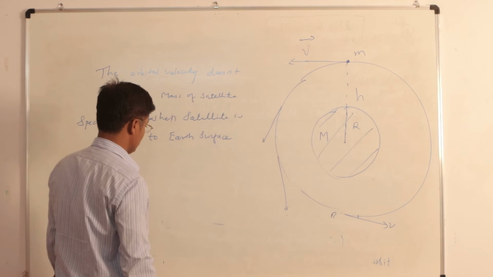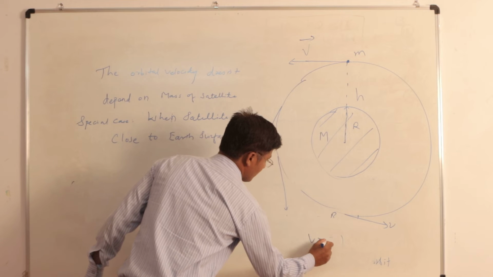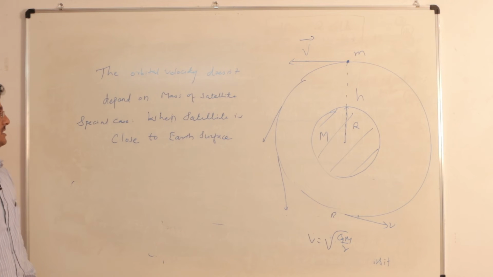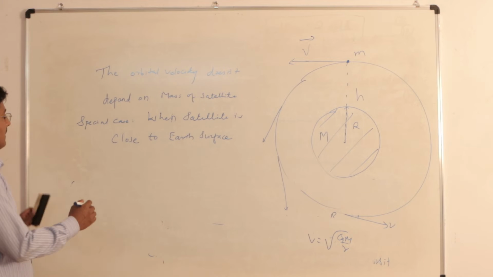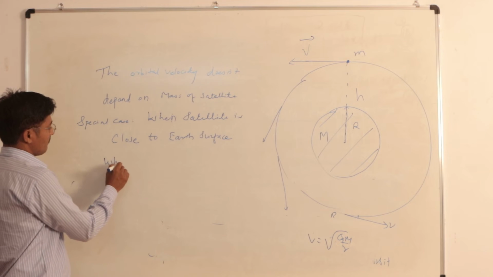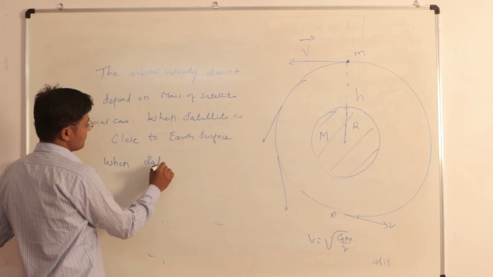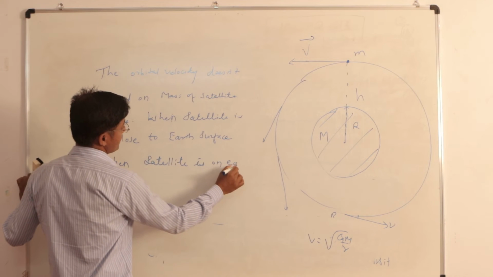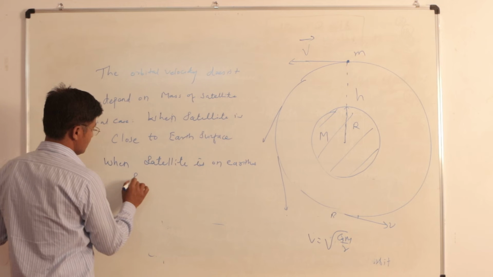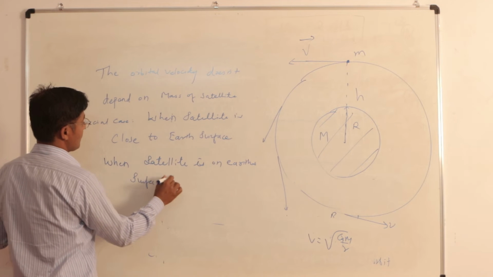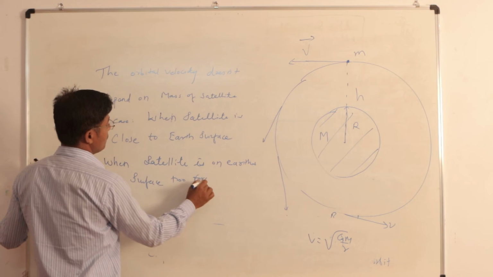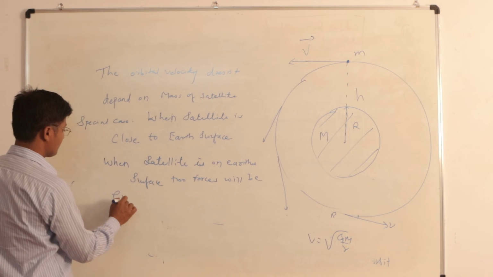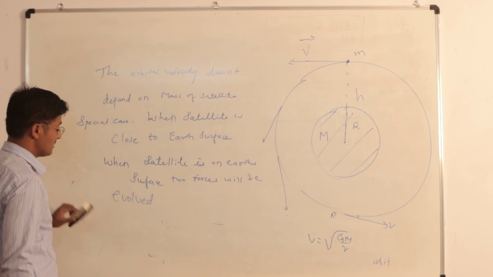It is on the earth surface. So when the satellite is on Earth's surface, two forces will be involved. परत त्याच्यामध्ये दोन फोर्सेस असतील.